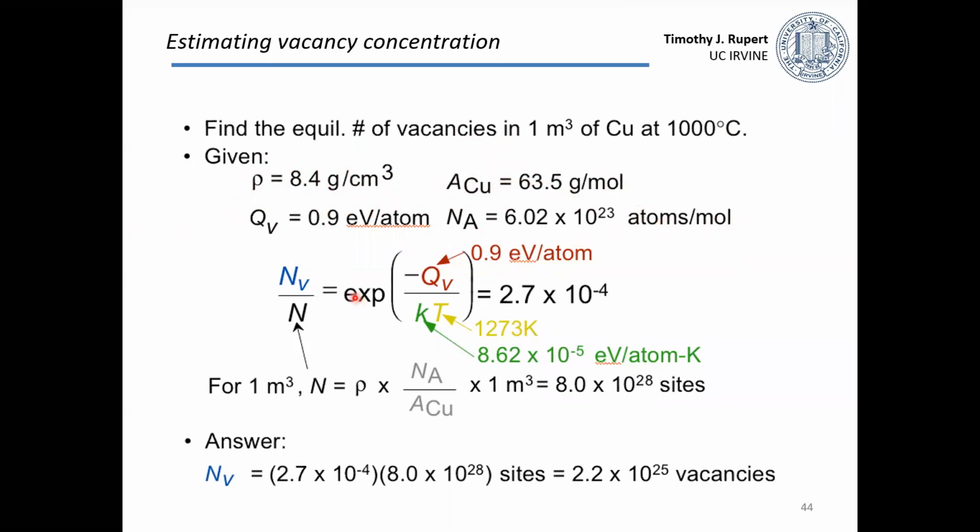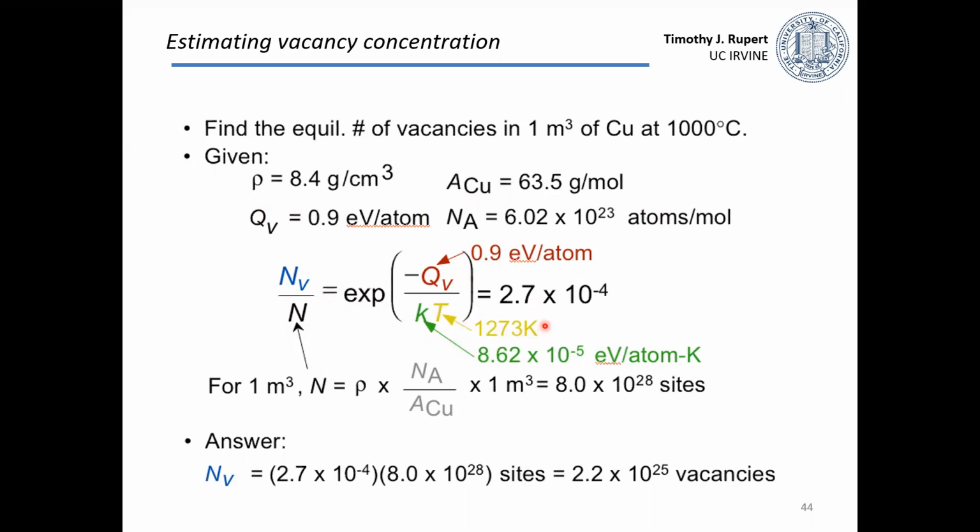So the first thing we want to calculate is what's that fraction of our material, which is vacancies. And that's that exponential. You were given the activation energy, so we can plug that right in. The Boltzmann's constant is given, and then we have to put in the temperature.